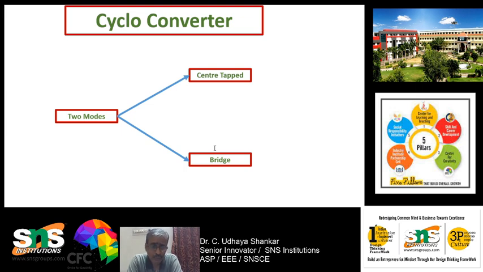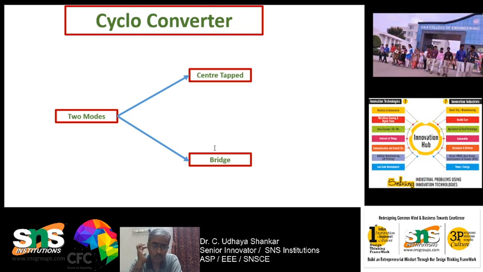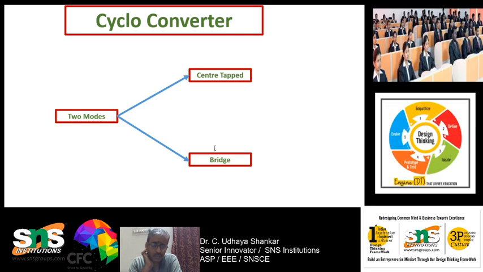Basically it is classified into two types. One is called a step down cycloconverter. The other one is called a step up cycloconverter. So as we have discussed in transformers, there are two types, step down and step up. So what is a step down actually?